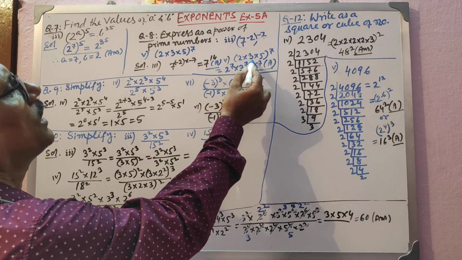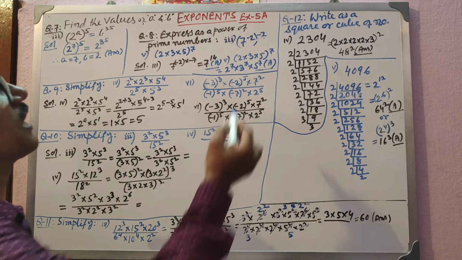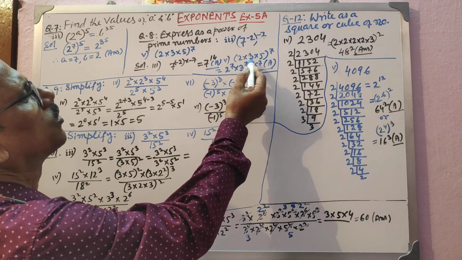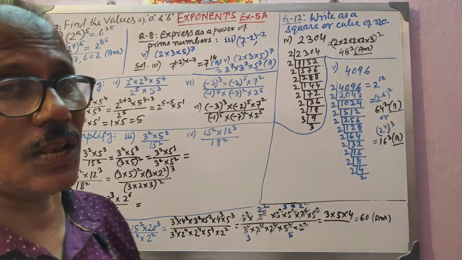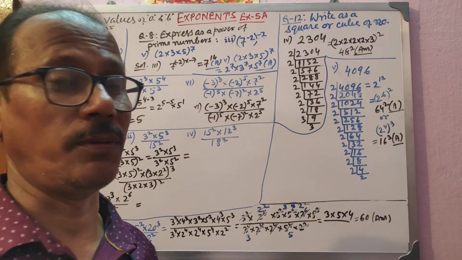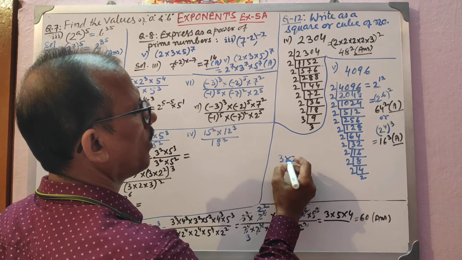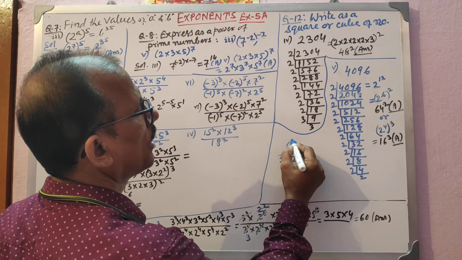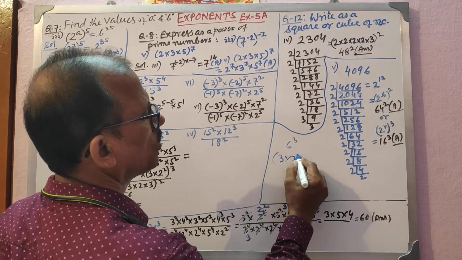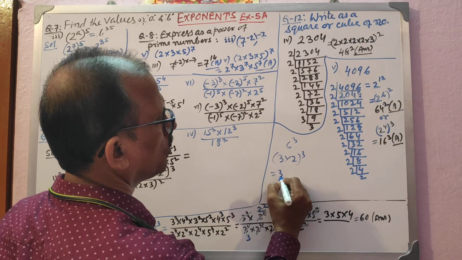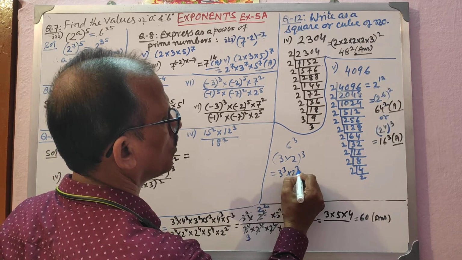Now 2 times 3 times 5, whole to the power 7, that can be written as 2 to the power 7 times 3 to the power 7 times 5 to the power 7. That's a law. You are supposed to remember that. Suppose you have got 6 to the power 3. Then 2 times 3 to the power 3 is equal to 3 to the power 3 times 2 to the power 3.